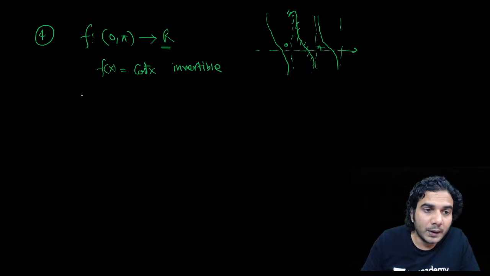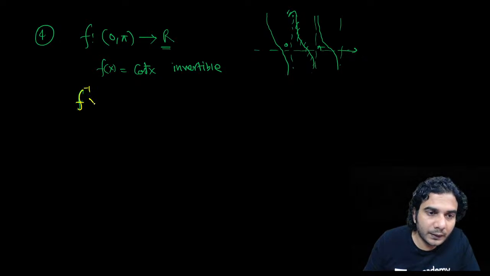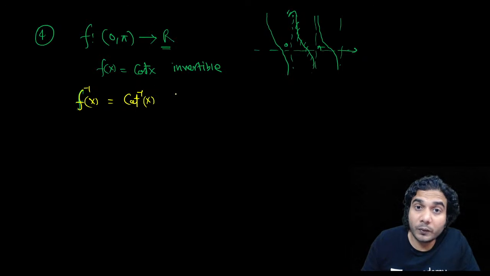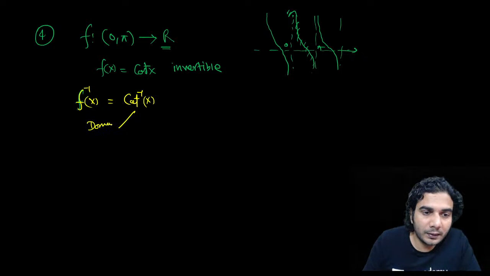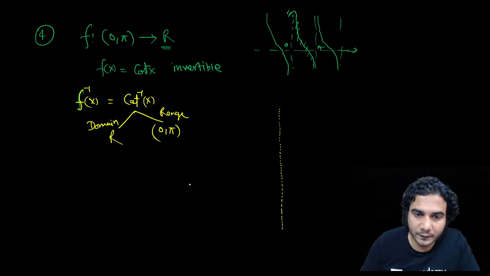Now you can take f(x) equals cot x, which is invertible. Now it is one-one and onto. So now you can define f inverse, and f inverse of x we write as cot inverse of x. Now what is the domain of cot inverse x? The domain of cot inverse is going to be R, all real numbers, and the range is going to be 0 to pi. I hope it is clear. Now let's plot the graph of cot inverse.